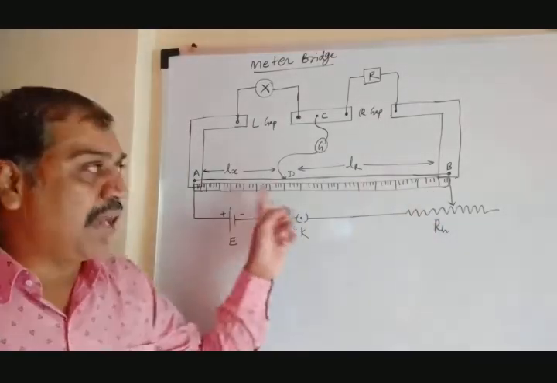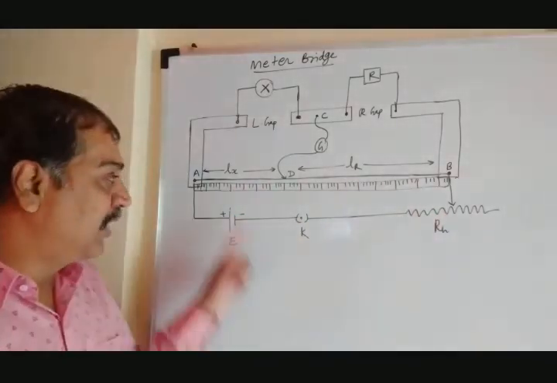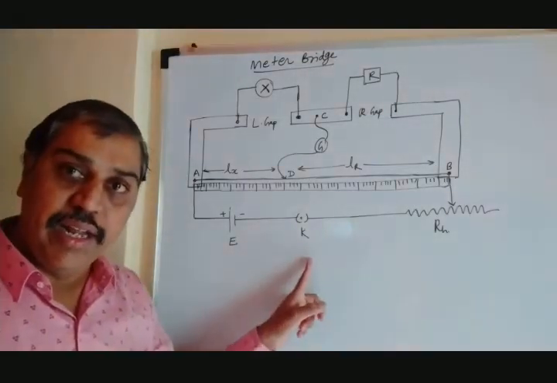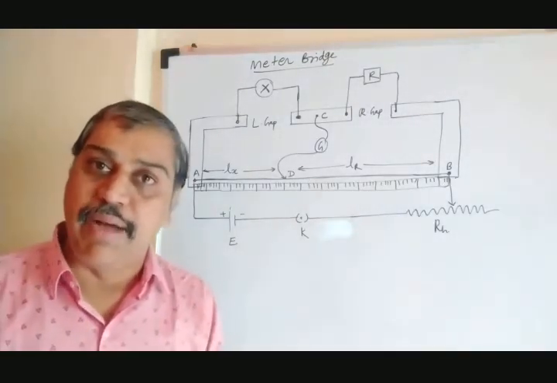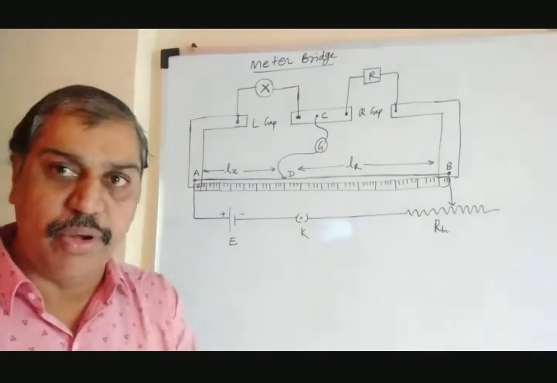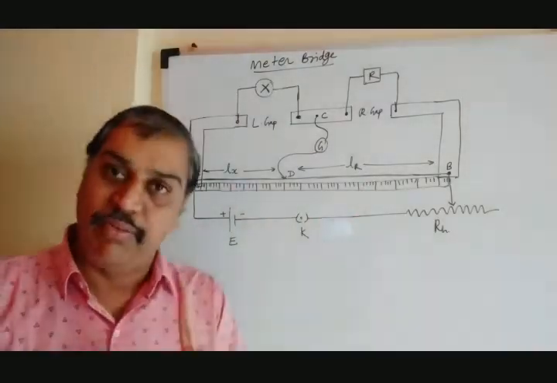The scale is marked along with the wire, and to this wire AB, they have connected a battery, key, and rheostat in series with the wire AB. Apart from this, I have told you it is said to be a meter bridge because the length of the wire is 1 meter long.